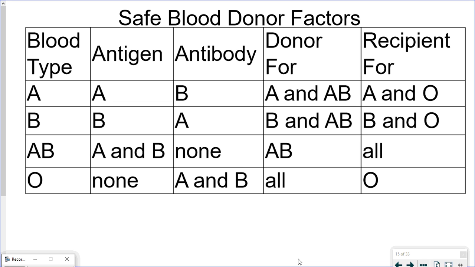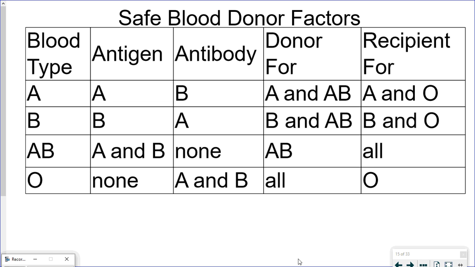If you have AB blood, you have both A and B antigens and no antibodies for blood type. You can only donate to someone else who is AB because you have both antigens. However, you're what we consider to be the universal recipient because your antibodies are not going to attack any type of blood that you are given.